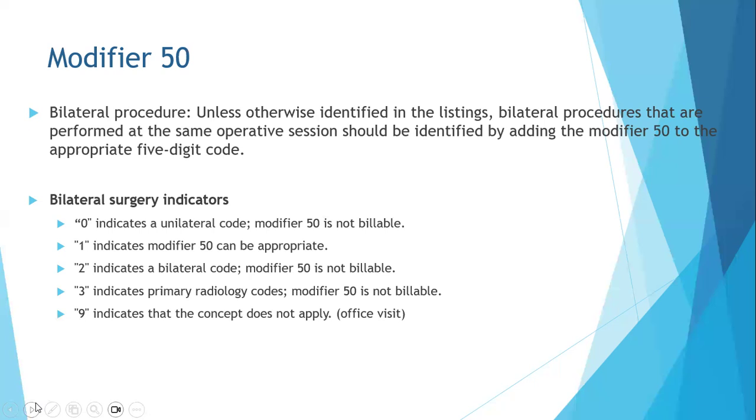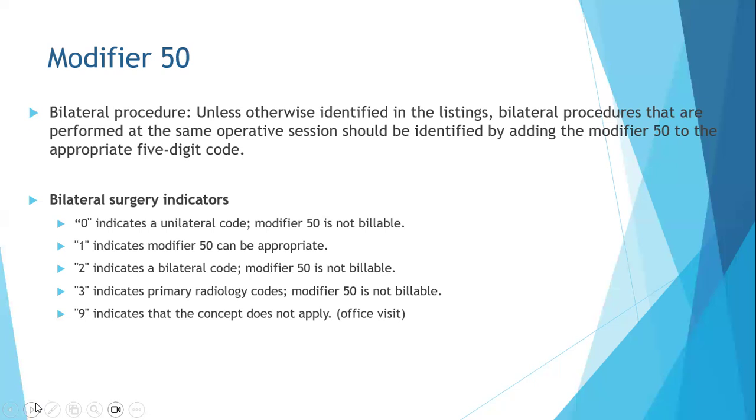Okay. So when we're talking about bilateral surgery, we have a few different indicators that we want to talk about. So a 0 bilateral surgery indicator is for a unilateral code. Therefore, modifier 50 is not billable. Okay. So if it is a unilateral code, meaning it only applies to a specific side of the body, then you can't bill a modifier 50.